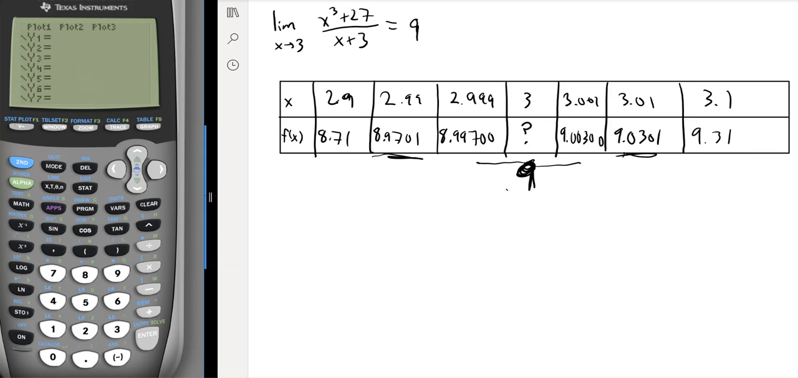So if we graph it, we should see the same thing. My window settings are still zoomed in from one of the last questions. So I'll go to zoom 6 to put it back into standard zoom. Alright, and I'm interested in what's going on when x is 3 here. So I'm going to jump to that value, and to make it a little bit better, I'm going to zoom in.